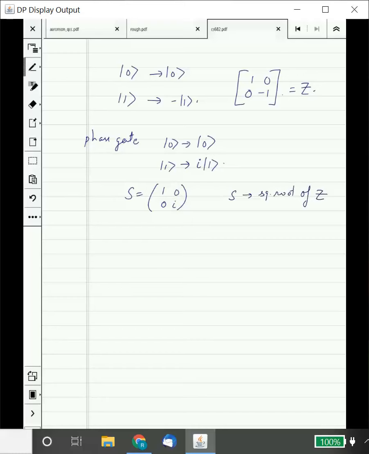Similarly, I can define the square root of S, which is called a pi by 8 gate. The representation of this is 1, 0, 0 and e to the i pi by 4. You might be confused that I have pi by 4 in the entry here, but still I call it the pi by 8 gate. The reason is that after doing some phase, I can write it as this. That's why it is called a pi by 8 gate.